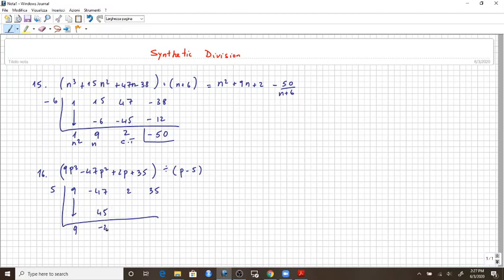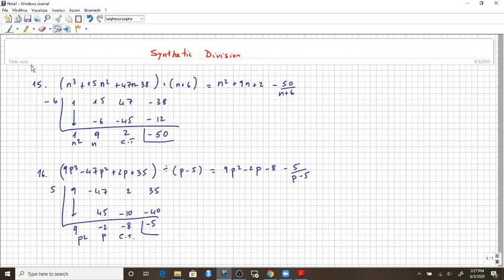That gives me a difference of negative 2. Negative 2 times 5 is negative 10. 2 minus 10 is negative 8. Negative 8 times 5 is negative 40. So we get a remainder of negative 5. So this is the constant term. This is the p. This is the p squared. So our answer is 9p squared minus 2p minus 8 minus 5, which is the remainder, over p minus 5.